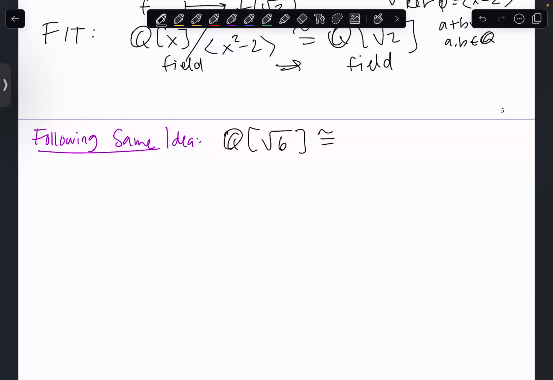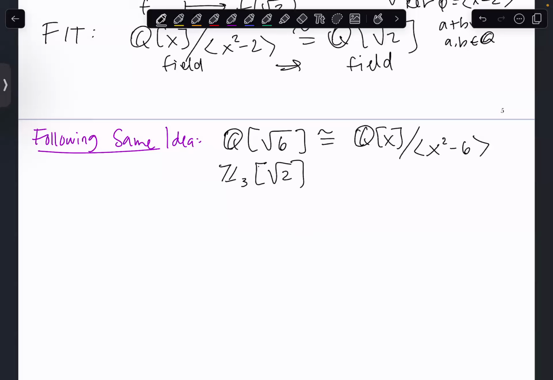That's going to be my ideal, what I mod out by. So I'm going to take the ring Q[x] and mod it out by the irreducible polynomial x squared minus 6. Okay, I can do this with different fields.